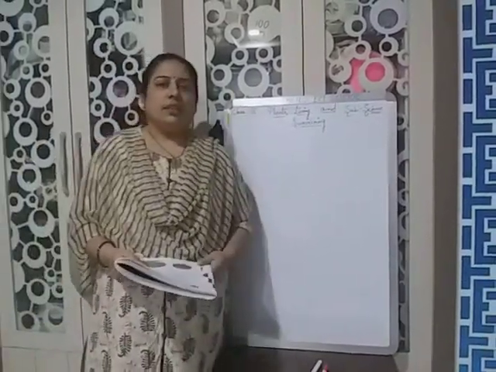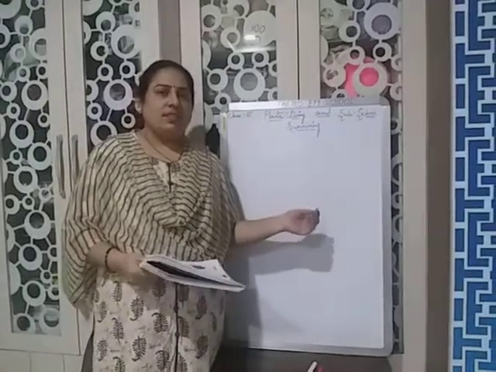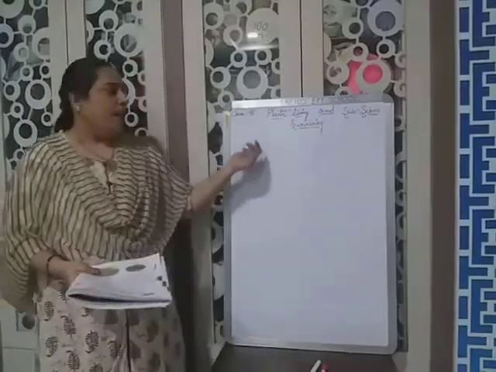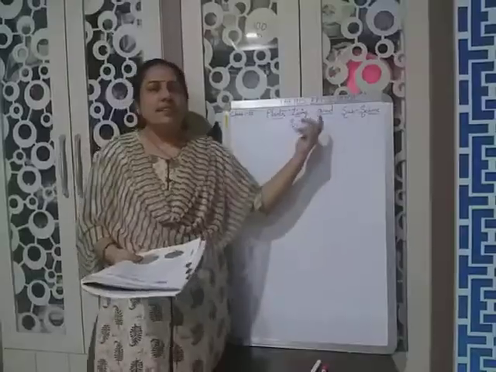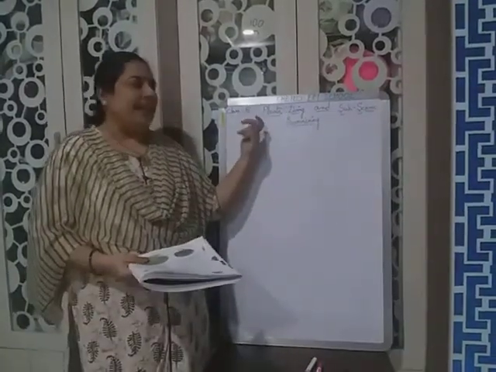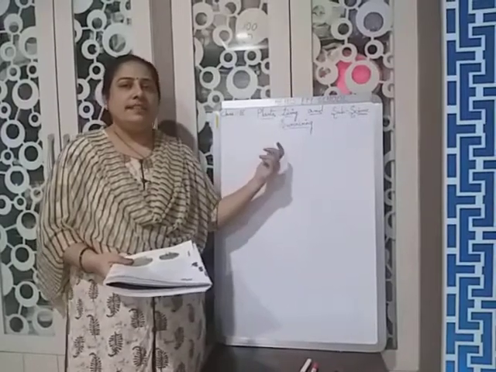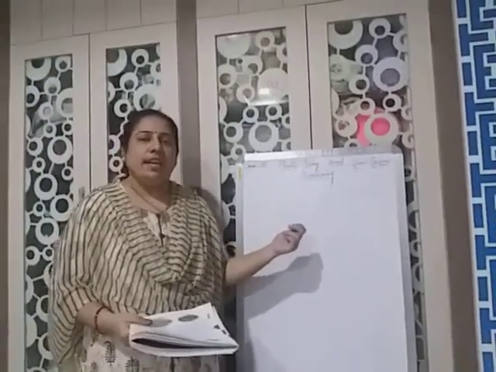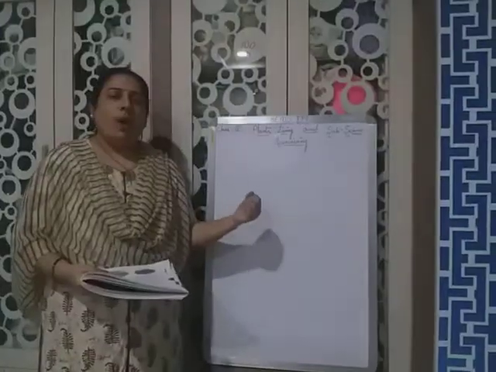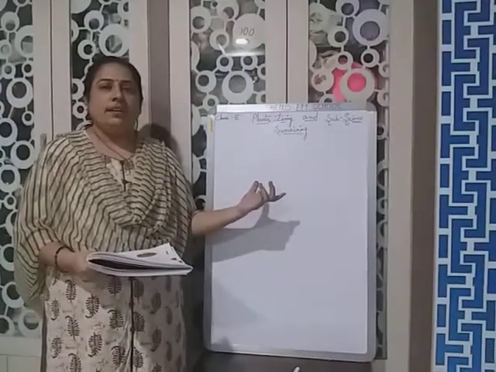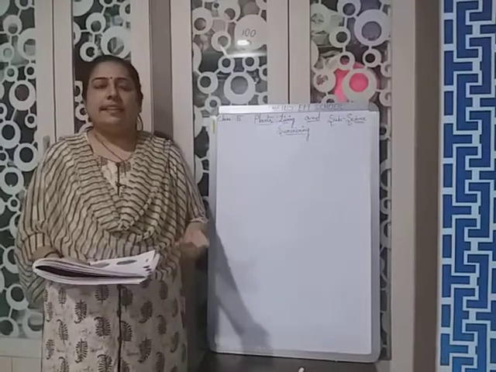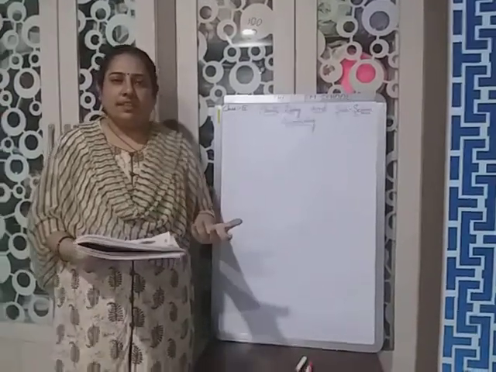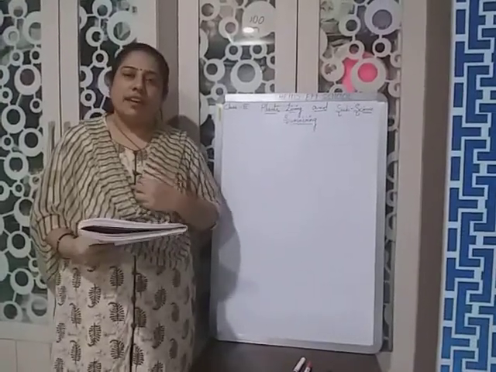In the last class, I think you have understood the first lesson. Now we are going to the second lesson, plants living and surviving. How do plants live and how do they survive? What do plants take in, children, and what do they leave out? They take in carbon dioxide and they leave out oxygen, which is useful for us.